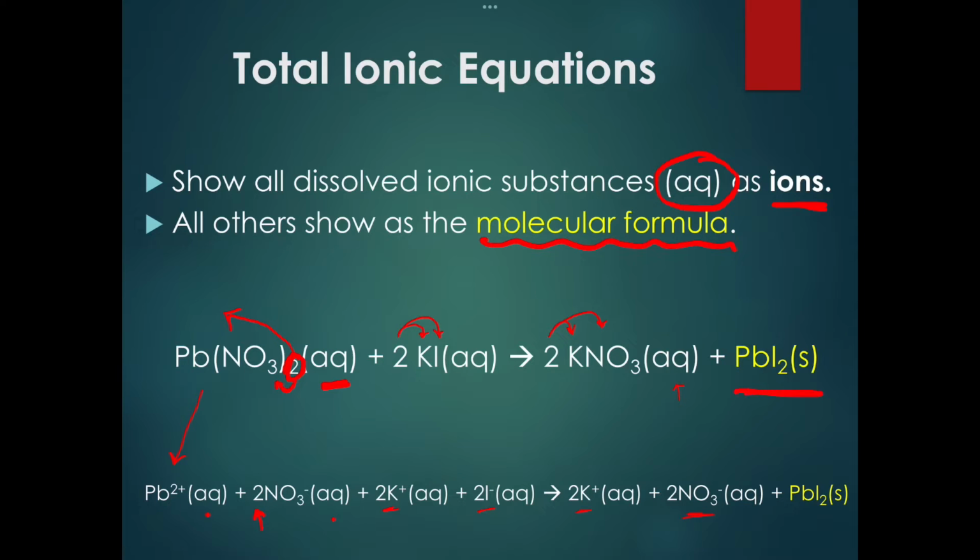You'll notice that lead iodide is the only thing that doesn't dissociate into its ions. The reason for this is that lead iodide is an insoluble substance. It's a solid, so we don't split apart solids. The only things you are going to split apart are aqueous ionic compounds.